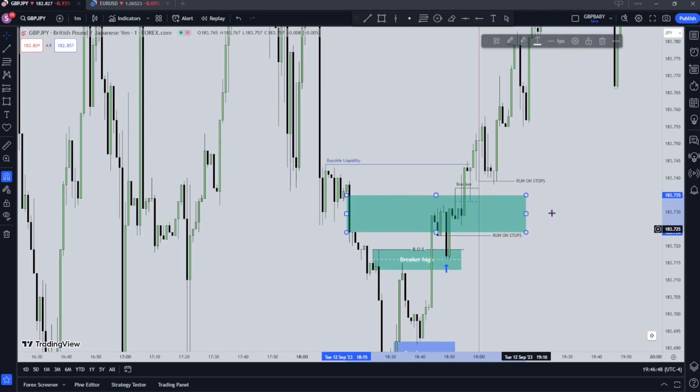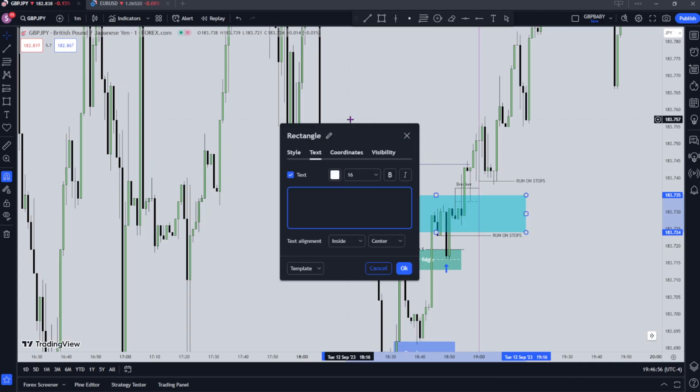And then we have an inversion fair value gap, so it should find support there. You can see that happens here. So let's make that a blue inversion fair value gap.